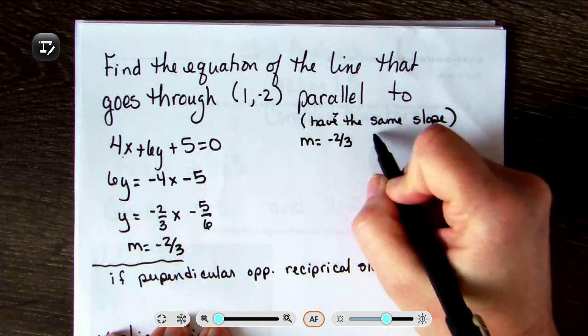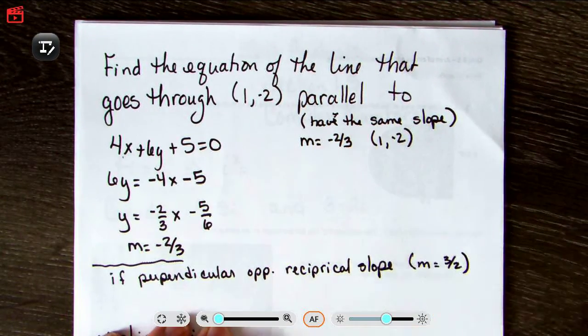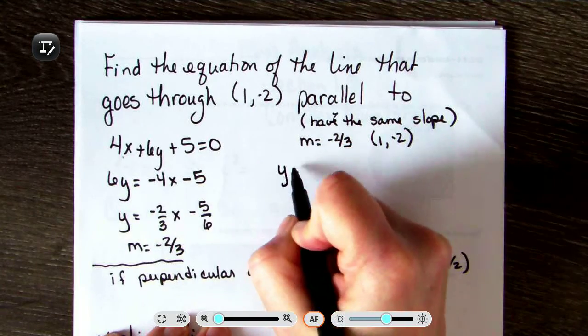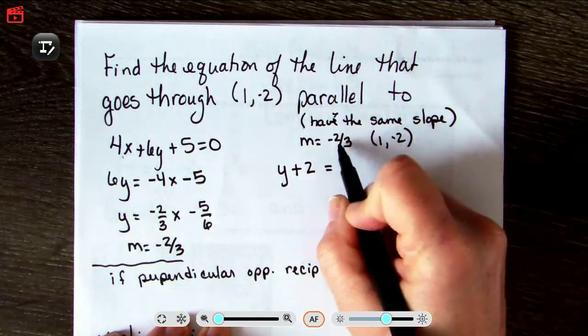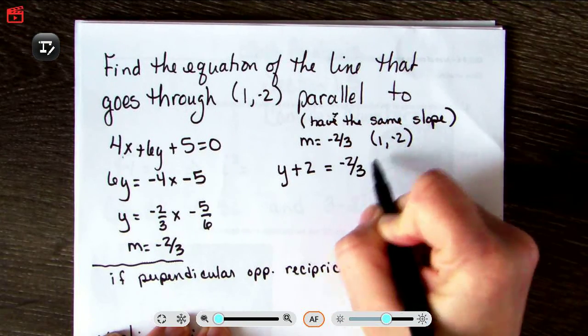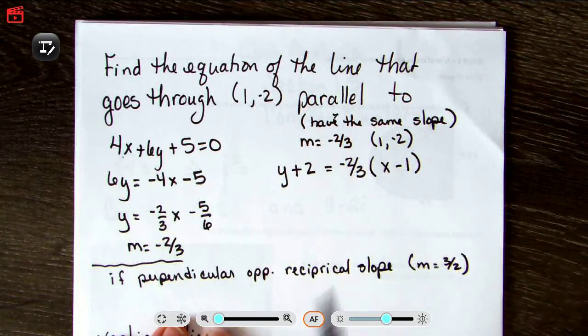The point that it's going through is 1, negative 2. Now the formula was y minus y1, so y minus a negative becomes plus 2 equals our slope times x minus x1. So there is an equation.